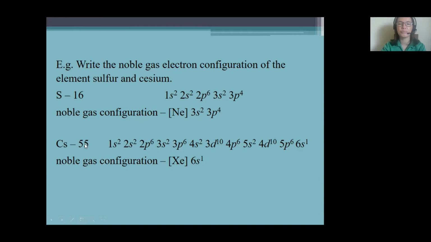And for cesium, the atomic number is 55. So this is the electron configuration in Aufbau. Since xenon is 54, we go up to 5p6. So we enclose that in brackets, using the symbol Xe, and then you write the rest, which is 6s1. So this is a shortcut of writing electron configuration.